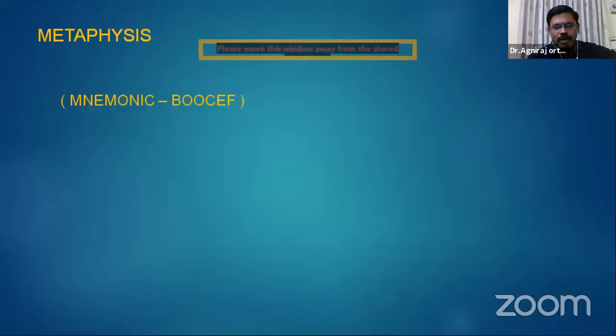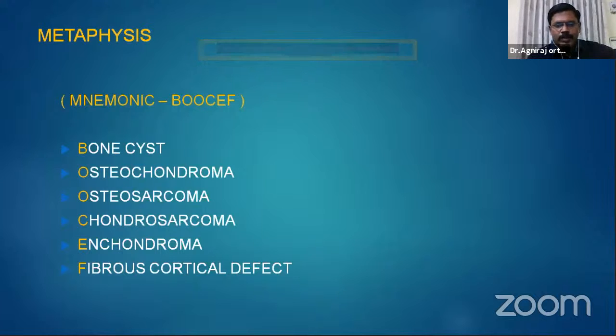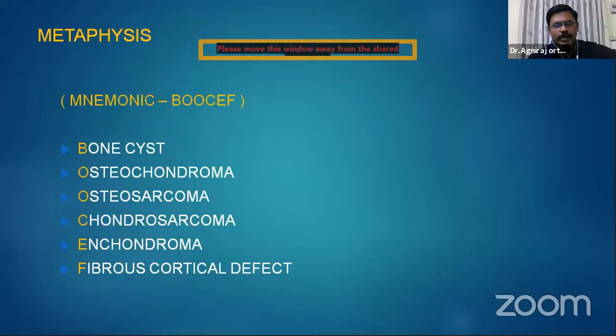The mnemonic is BOOSF. You can remember all the most common tumors. Most common benign bone tumor is osteochondroma. Most common primary malignant bone tumor of long bones is osteosarcoma. Most common bone tumor arising from hand is enchondroma. And both bone cysts, both simple bone cyst and aneurysmal bone cyst. Other one is chondrosarcoma. Next one is fibrous cortical defect. All these tumors arise from the metaphysis most commonly. So bone cyst, osteochondroma, osteosarcoma, chondrosarcoma, enchondroma, and fibrous cortical defect arise from metaphysis.